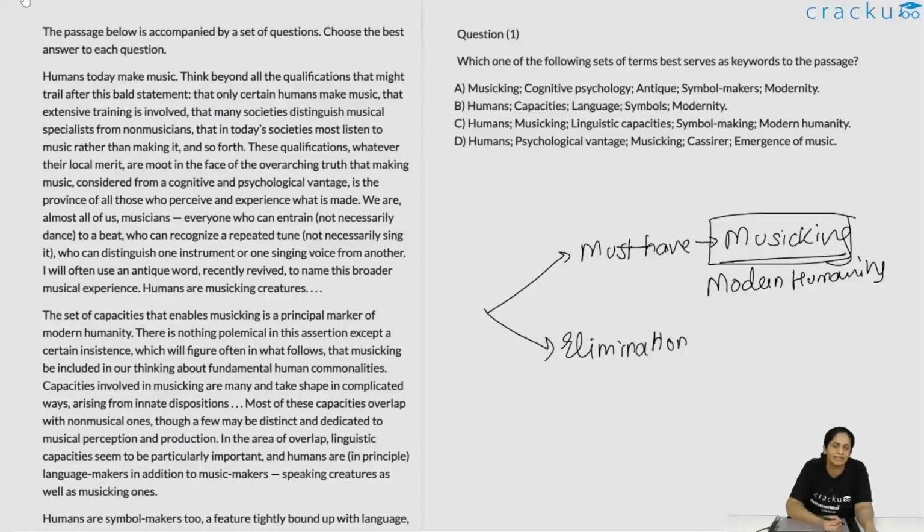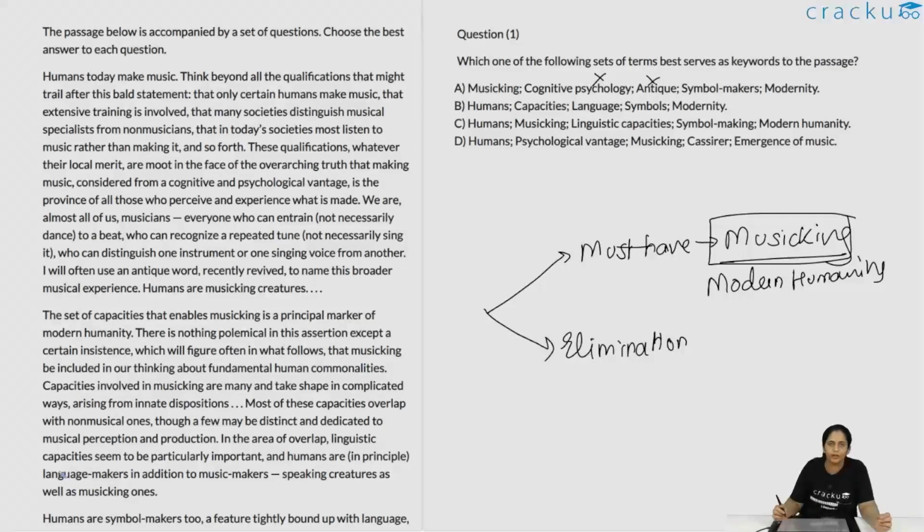Everybody experiences that, it is universal in nature is what is being discussed. So this is not exactly an important keyword as such in the passage, so I can say that this is the wrong option. Antique is also not this. He says that this is an antique term, but the term is important, not the fact that it is antique as such. So again an incorrect option.